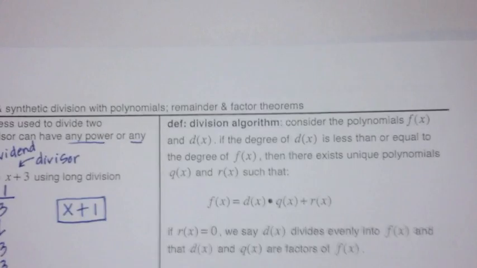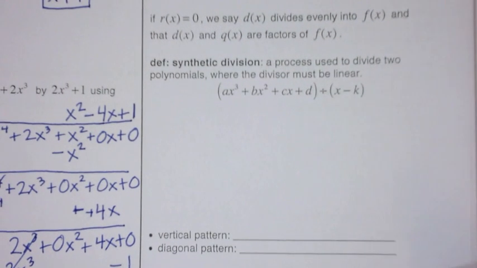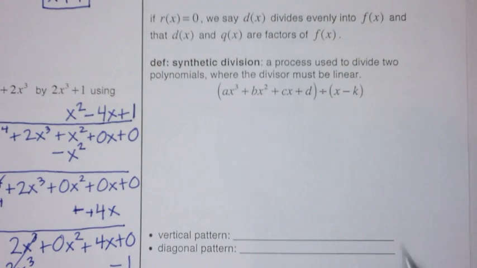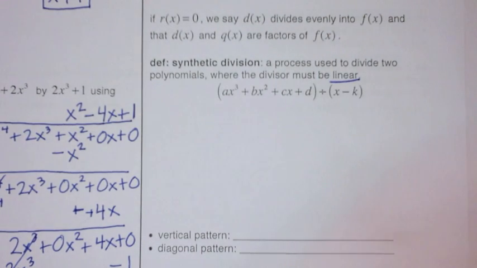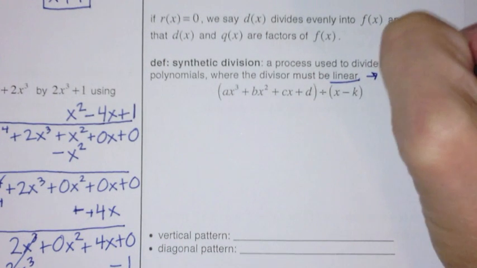It's kind of neat. Okay, the next thing we're going to go over is synthetic division. Synthetic division is used only when your factor is linear. So the highest power of x is 1.